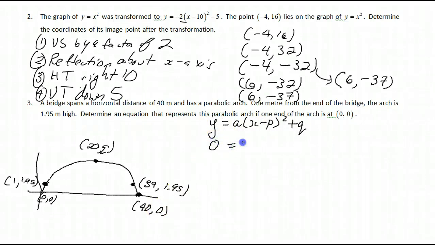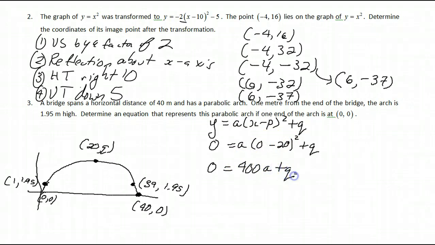When Y is 0, I don't know A. X is 0, minus 20 squared, and I don't know Q. Simplify. 0 is equal to negative 20 squared is 400, so 400A plus Q. Okay, what else do we have? Well, I could use 40, 0, right? But if I do, I put a 40 in here, we're just going to end up with the exact same equation. Since I'll go 40 minus 20 is positive 20 squared, so that's not going to work.